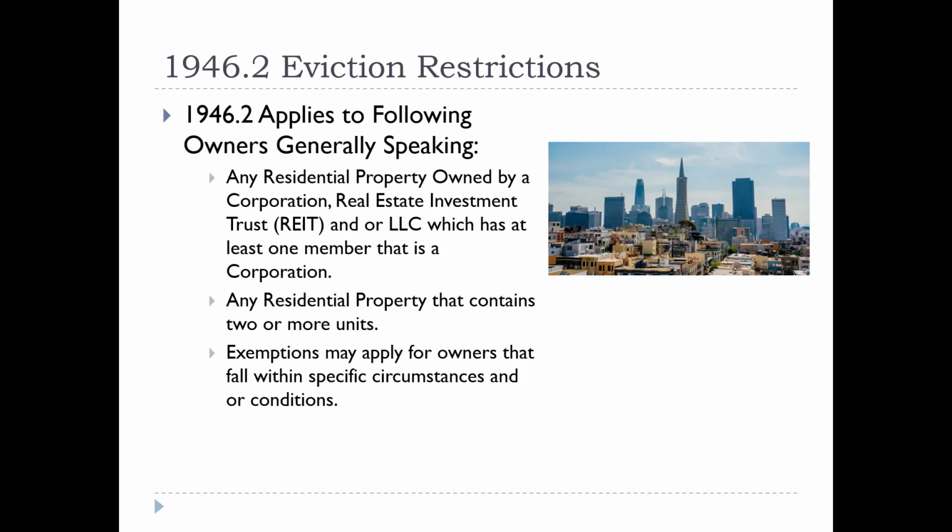Okay, so like I said before, 1946.2 is going to apply to any real estate REIT or LLC that has a corporate member, and any residential property that contains 2 or more units. There are going to be several laundry lists of exceptions that may or may not apply to you, so to speak. So if you're one of these parties, great. You're on notice that this may apply to you, but if you have an exemption, that may take you out of the eviction control restrictions. We'll cover some of the exemptions right here.